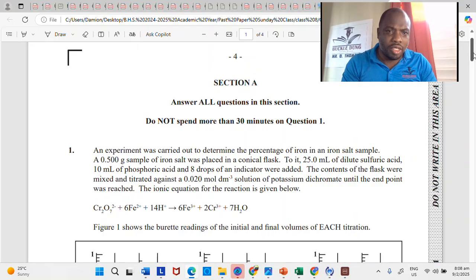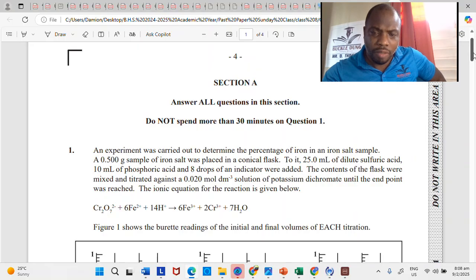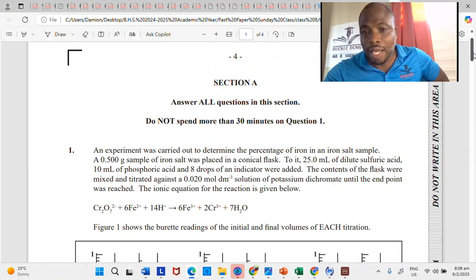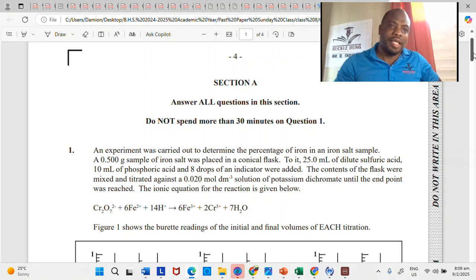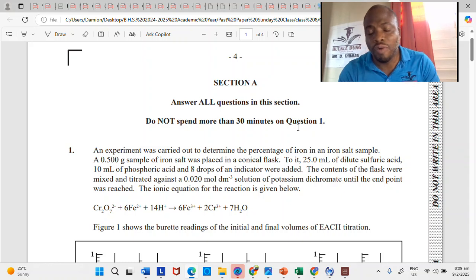What you would have recognized, this is the first question on the paper. This is what they do. This is what CXC says. For every first question, more than likely it's a lab related question. You will more than likely also get a graph sometimes, and it is a question that will use up some amount of time. So if you notice what they indicate in bold right here, they would have said do not spend more than 30 minutes on question one.